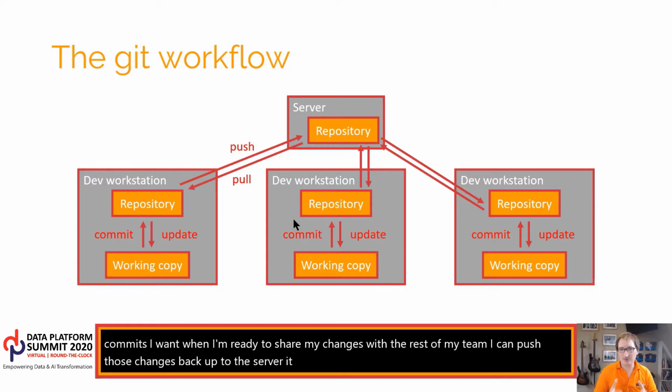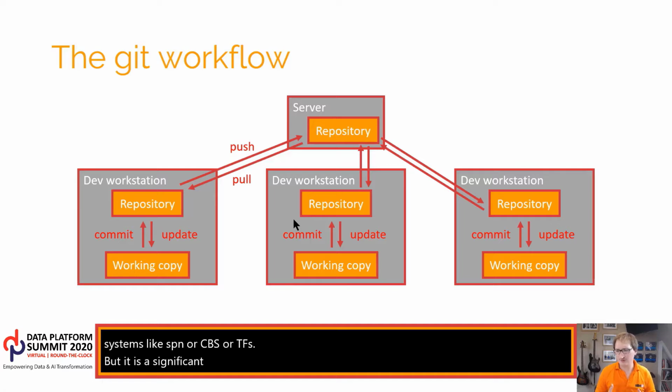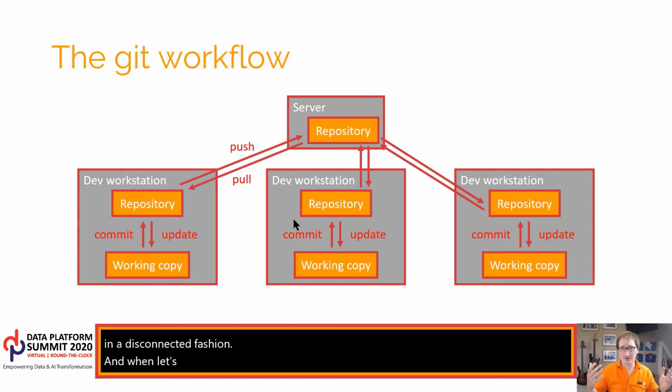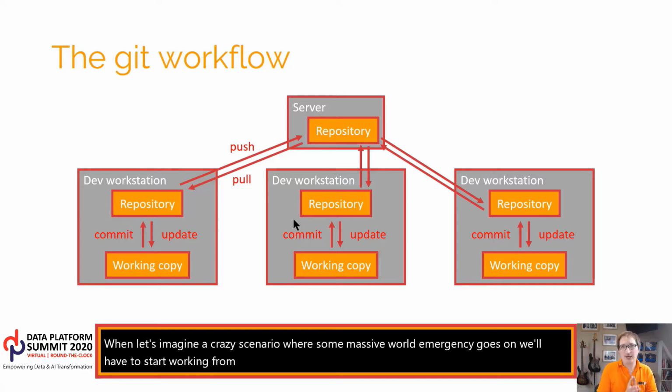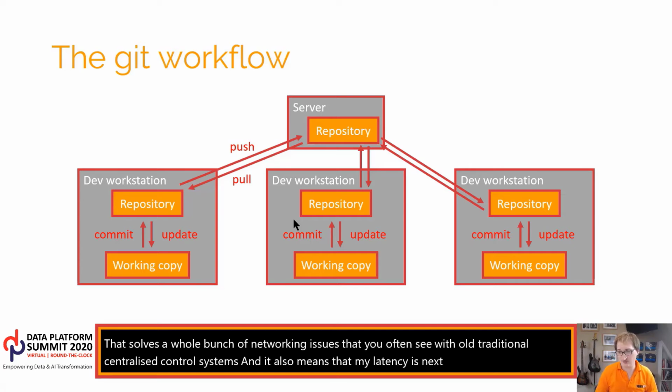It is a bit of a leap from old school centralized source control systems like SVN or CVS or TFS. But it is a significant step forward for a few different reasons. First of all, it allows you to work in a disconnected fashion. And let's imagine a crazy scenario where some massive world emergency goes on and we all have to start working from home. Being able to work very, very close to my local repository and commit solves a whole bunch of networking issues that you often see with old traditional centralized source control systems. And it also means that my latency is next to nothing, which is great.